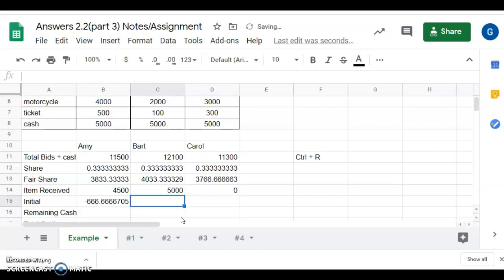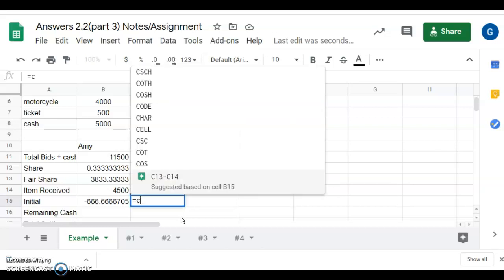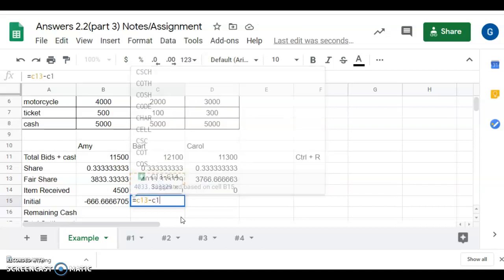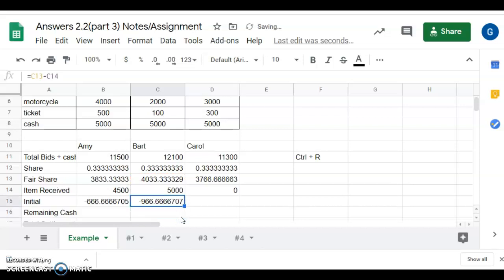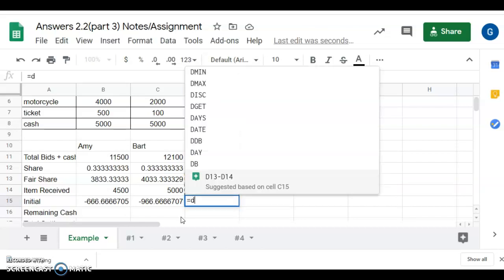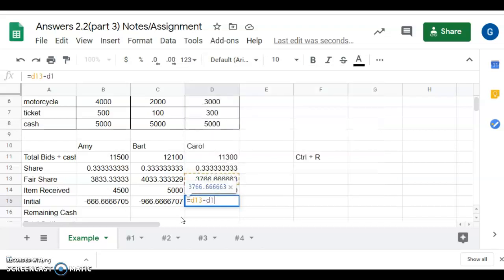Or we can just say, let's see, Bart would be C13 minus C14. So again, don't forget to push that equals first so that the spreadsheet knows that it's a formula. Okay, Carol is going to be equals D13 minus D14. And we know that answer shouldn't move because she didn't buy anything.